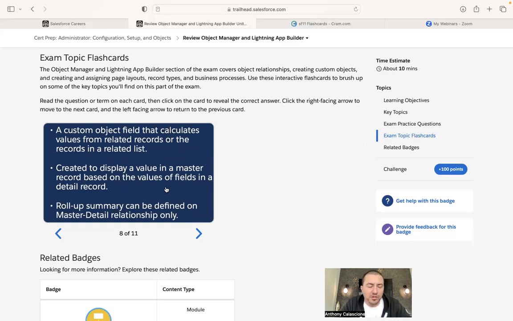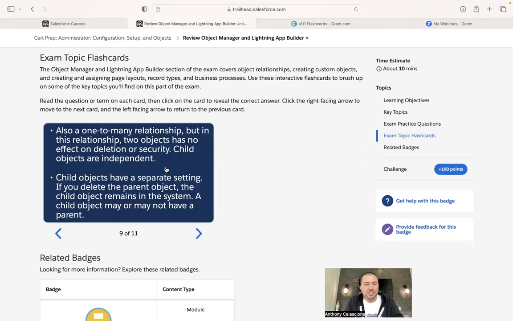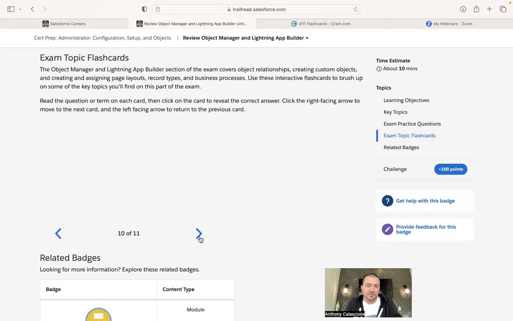Created to display a value in a master record based on the values of fields in a record. I just read that completely wrong. Created to display a value in a master record based on the values of fields in a detail record. Roll-up summary can be defined on master detail relationship only. Lookup field. Also a one-to-many relationship, but in this relationship, the 2 objects have no effect on deletion or security. Child objects are independent. Child objects have separate settings. If you delete the parent object, the child object remains in the system. A child object may or may not have a parent.